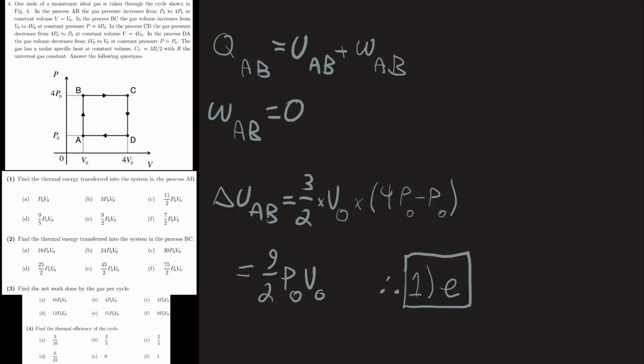Work is pressure times change in volume, and in the case of AB, the volume does not change at all, so therefore the work is just equal to 0. So we only need to find the change in internal energy.